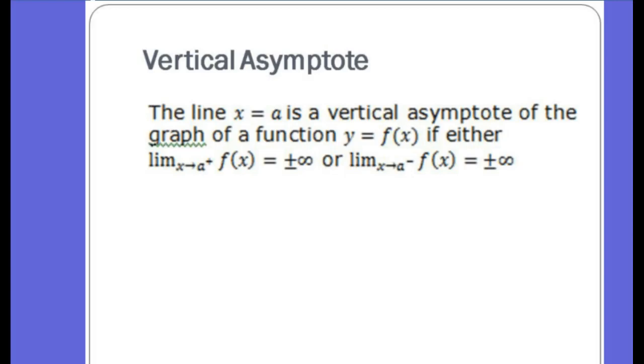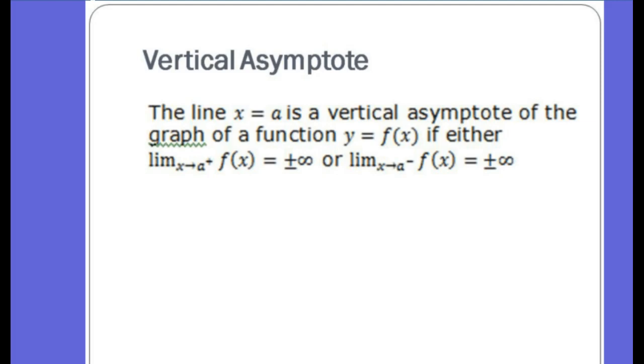Okay, so for vertical asymptotes, we know that the line x equals a is a vertical asymptote of the graph of the function y equals f of x if either the limit as x approaches a from the right is equal to positive infinity or negative infinity, and the limit as x approaches a from the left is positive or negative infinity. We find vertical asymptotes by setting the denominator of any function equal to 0 once we've totally simplified.